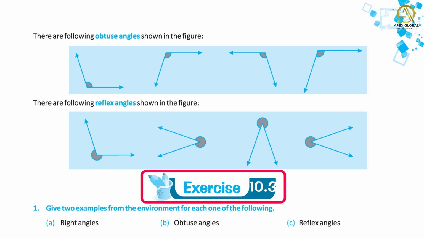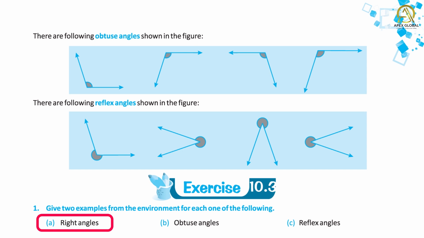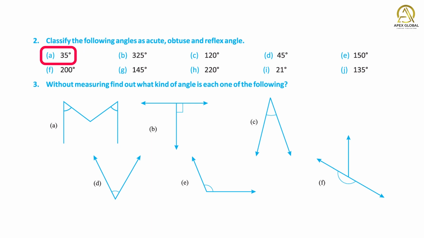Exercise 10.3. Question 1. Give 2 examples from the environment for each one of the following. A. Right angle. B. Obtuse angles. C. Reflex angles. Second, classify the following angles as acute, obtuse and reflex angle. A. 35 degrees. Solution. Acute angle. B. 325 degrees. Solution. Reflex angle.